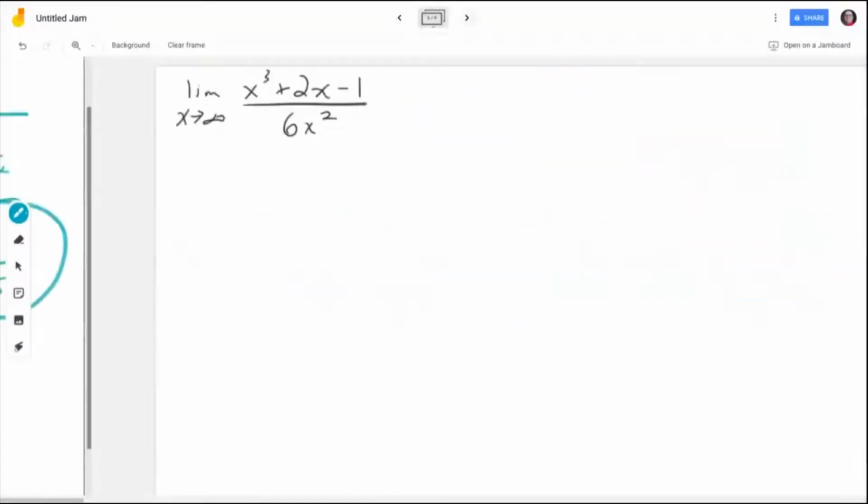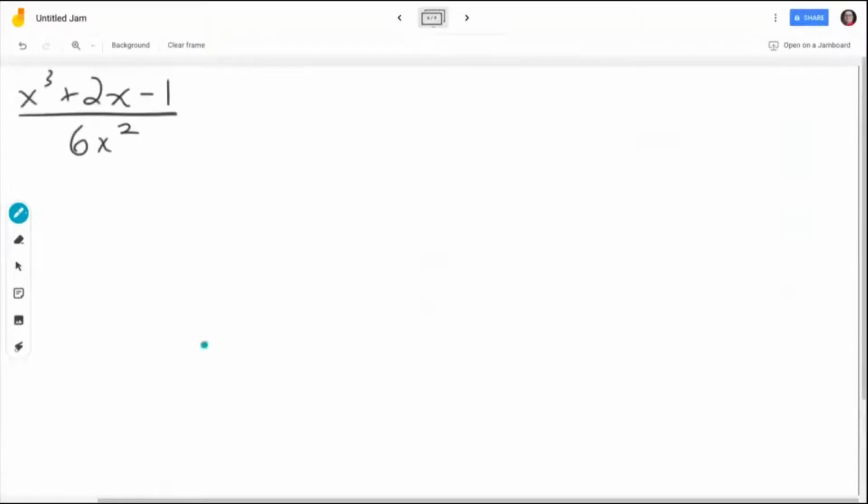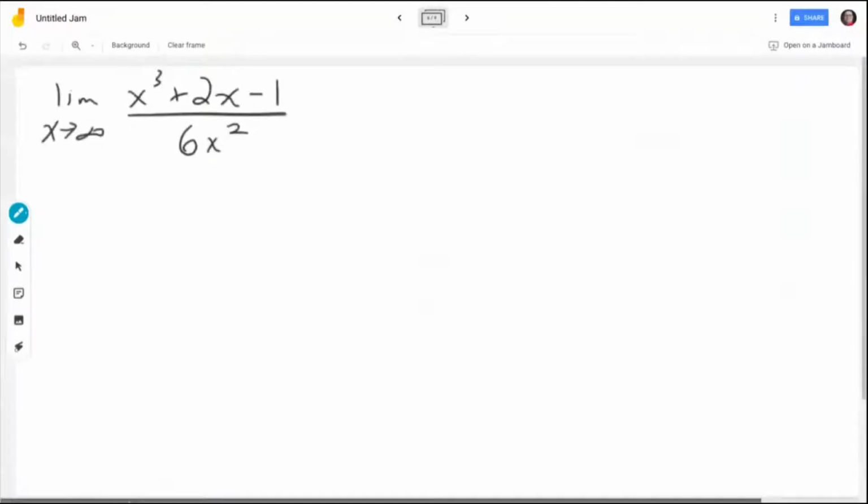Let's take a look at another one. Here we have the limit as x approaches infinity of x to the third plus 2x minus 1 divided by 6x squared. So here again, since we're going to infinity, we have a rational function. We want to look at the highest degree. The highest degree in the denominator is 2. The highest degree in the numerator is 3.